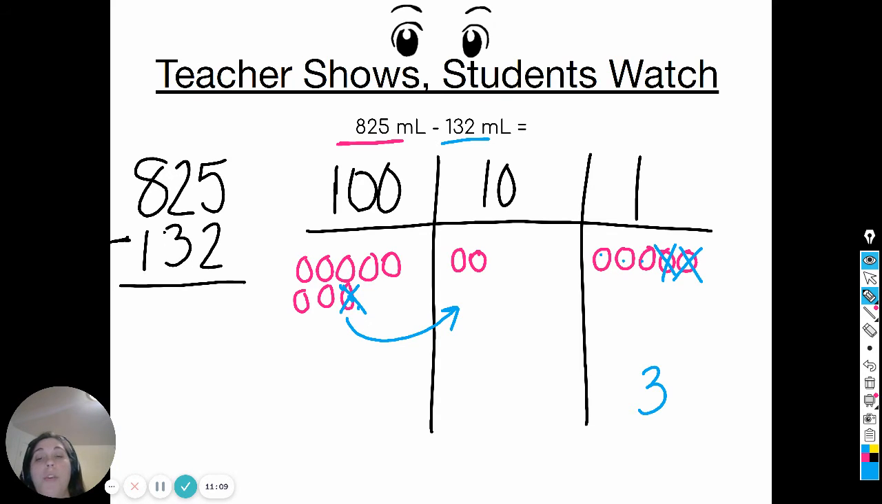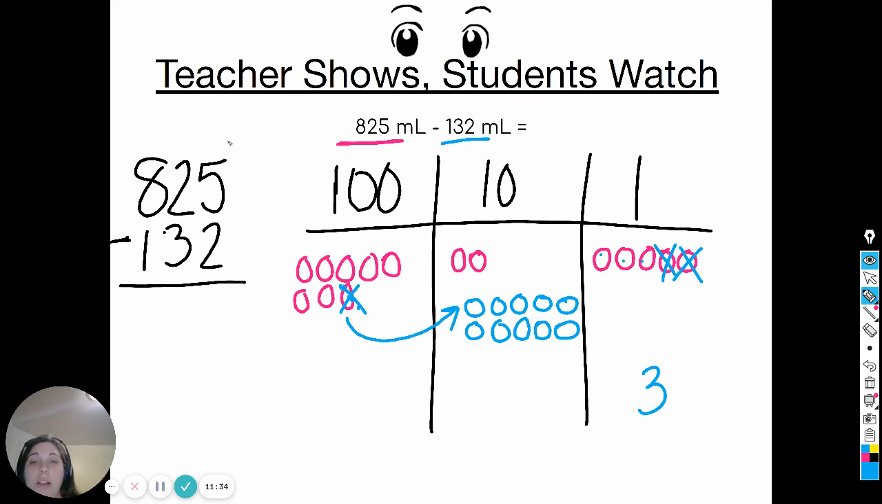So this is 100, 10, 20, 30, 40, 50, 60, 70, 80, 90, 100. You can see I still have 100, but now I've moved it over to the tens place so that I can have 10 more tens.